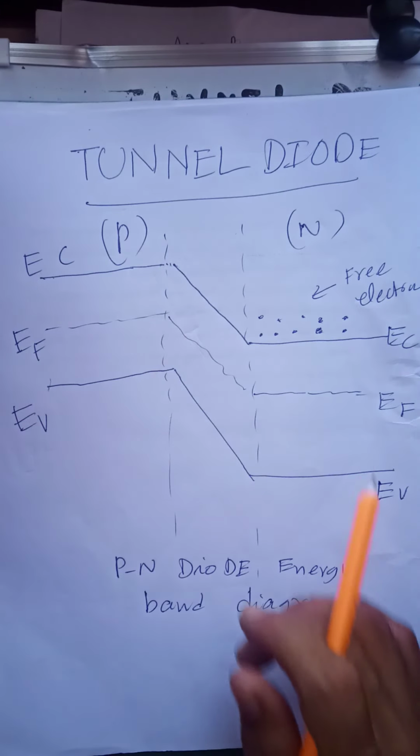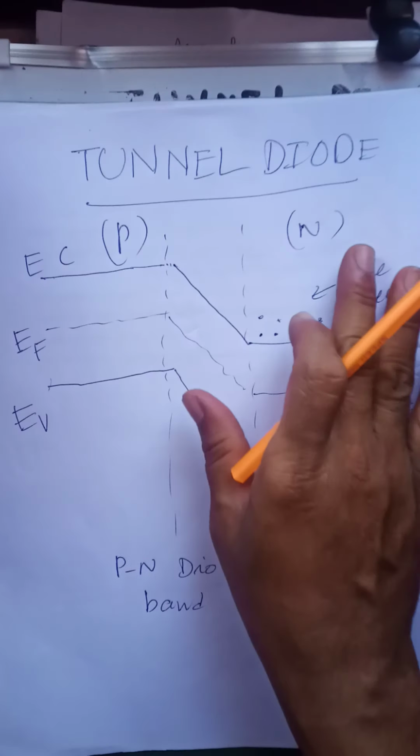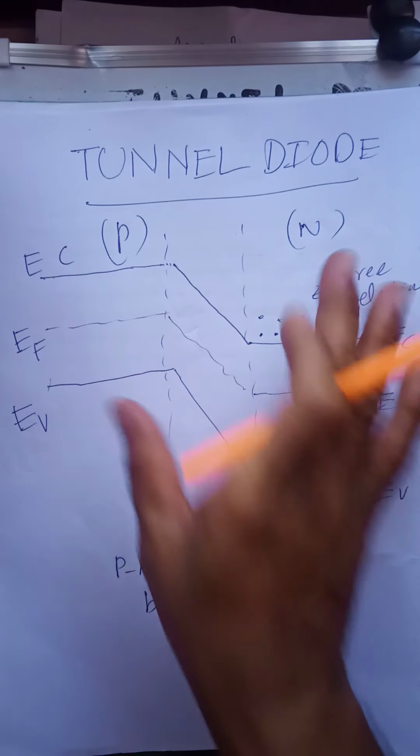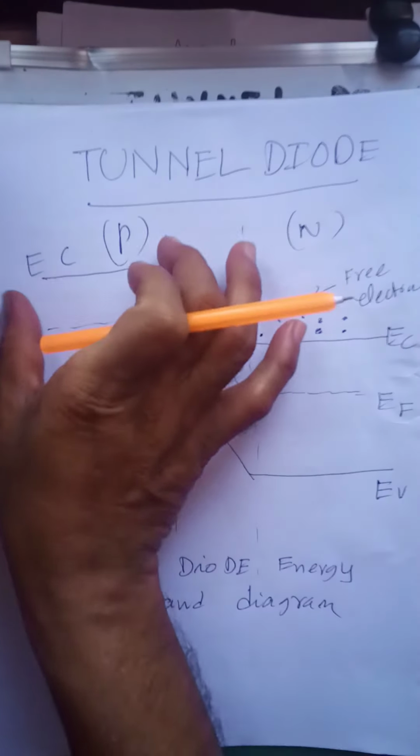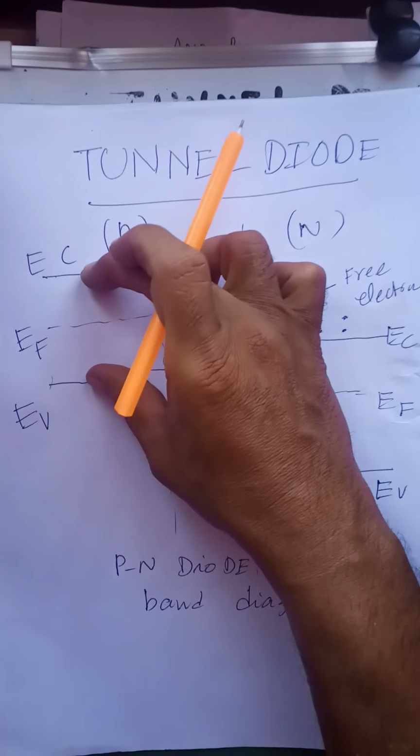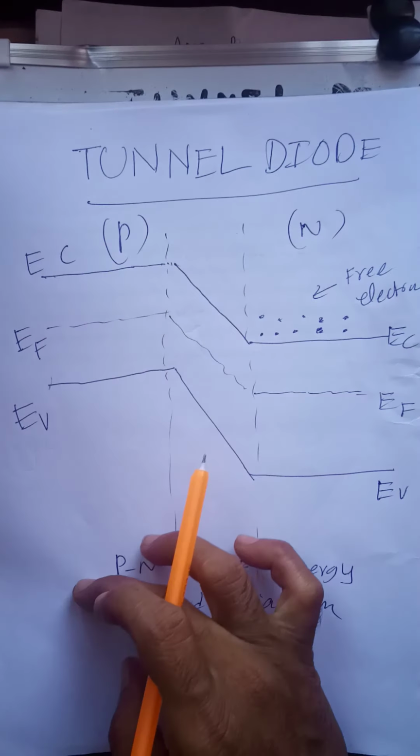This is the tunnel diode. So see, the energy band diagram of the PN junction diode is, this is the PN junction energy band diagram. This is the P side and this is the N side. This is the conduction band of the P side. This is the forbidden range of the P side, and below is the valency band.